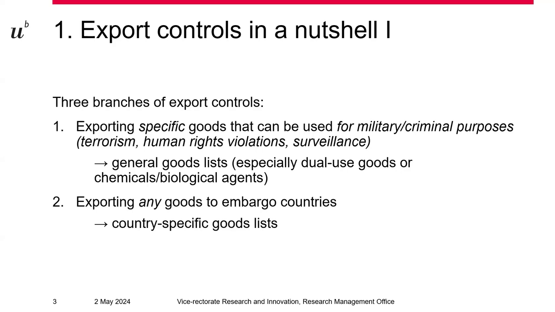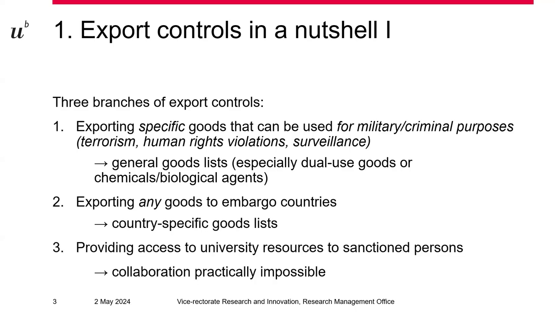So, for instance, I mentioned Russia. Of course, we cannot export military items to Russia at the moment, but the embargo concerning exports goes a lot further than that. For instance, you also cannot export certain luxury goods or cars or washing machines to Russia. So there are country-specific goods lists in these embargo regulations. This is the second branch of export controls.